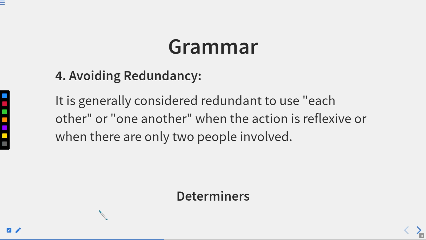Avoiding redundancy. Now this one is again a concept that sometimes we ought not to use each other, because that is very simple, we are talking about two people only. There are some actions like that. It is generally considered redundant to use each other or one another when the action is reflexive or when there are only two people involved. It means there are some actions in which only two people can be involved. So there is no need to add each other or one another.